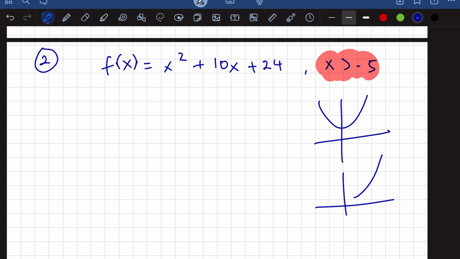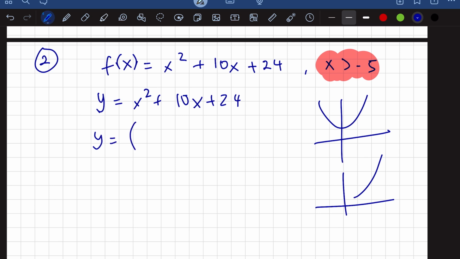All right? So what is the process like to find the inverse of a quadratic function? We have to use completing the square to turn the quadratic expression into vertex form before we can find the inverse. Okay, so let's proceed and see. We're going to let y be equal to x squared plus 10x plus 24.